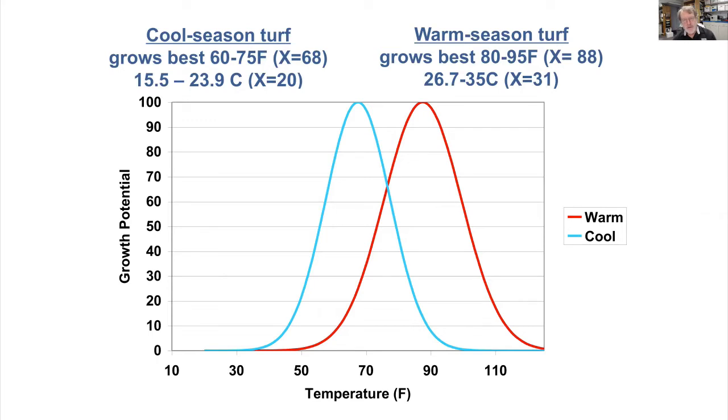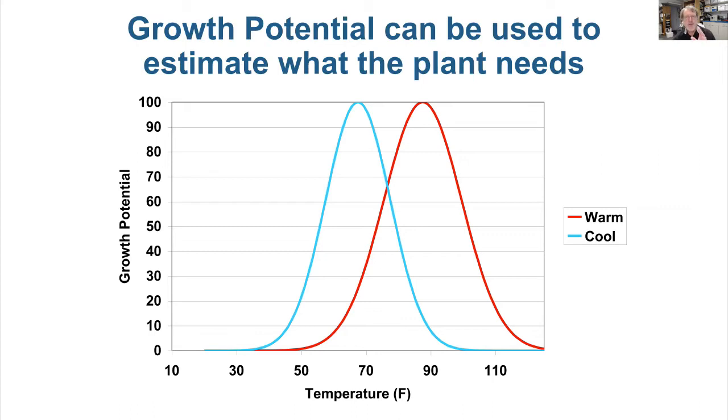So when we have just a simple model like this, it gives us a rough idea of how the turf is going to perform in different environments. That's what is really handy about these types of models. And we can also use it to estimate nitrogen use.